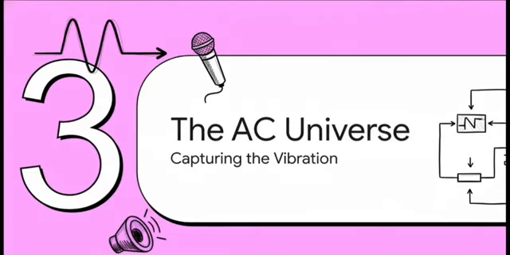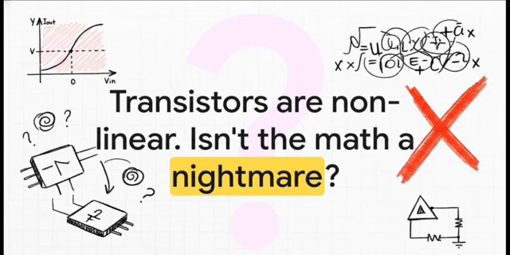Okay, so the stage is set. Our transistor is properly biased. Now we can step into our second world, the AC universe. This is where we stop worrying about the setup and start focusing on the actual signal, that little vibration we're trying to amplify. But this brings up a huge problem. You see, transistors are non-linear. The relationship between the voltage you put in and the current you get out, it's not a nice, simple, straight line. It's a curve. And if you've done any math, you know that dealing with curves can be a real nightmare. So, how on earth do we handle that?